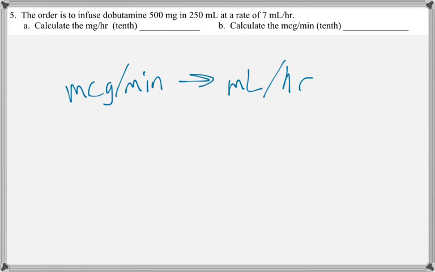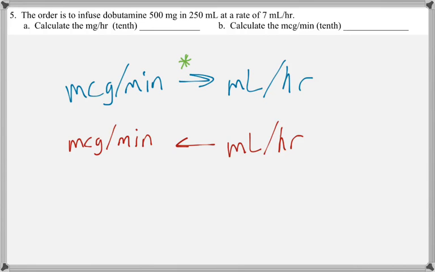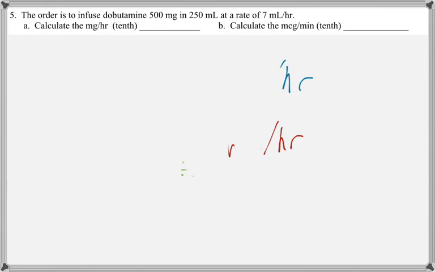So now in the backwards direction, we're actually going to be starting with it in ml per hour, and we have to convert back to mcg per minute. Now, during the process for the forward direction, we had to multiply by 60. So during the process now for the backwards direction, we're going to be having to divide by 60. Okay, so let's actually look at question number 5.